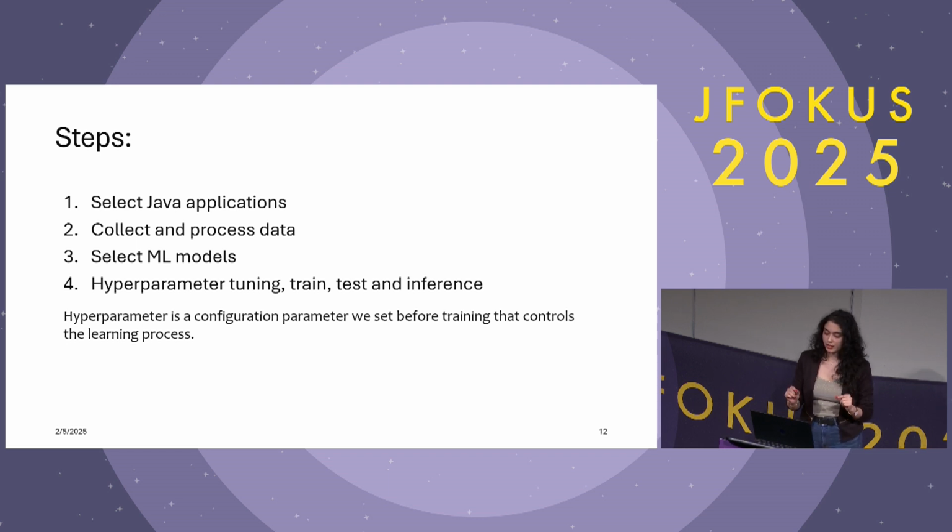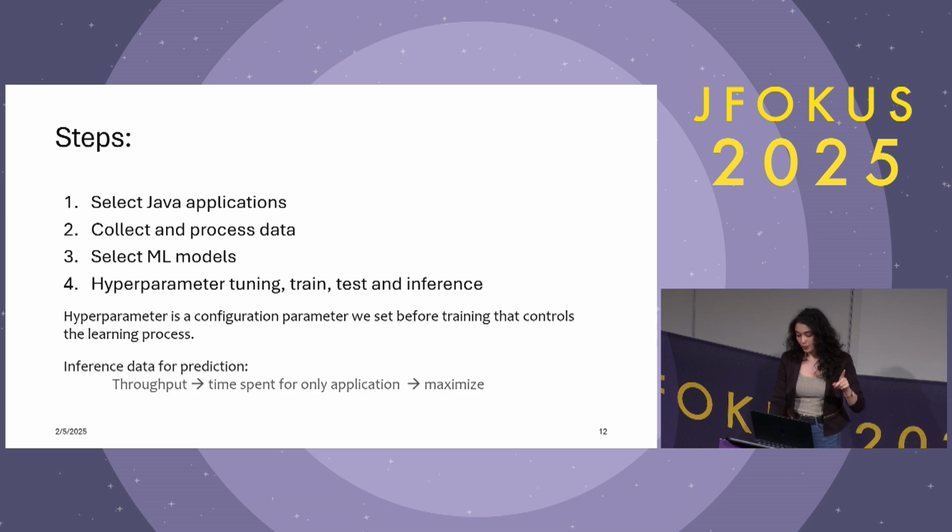However, for prediction, selecting the inference data is critical for models to understand the prediction objective and provide outputs that improve specific aspects of the application performance. To create the inference data, we select the data points with the worst performance-related feature values. For throughput, we maximize the time spent for only the application in each time window, excluding GC pauses, for those data points. With this, we use the model to predict flag values that maximize throughput.